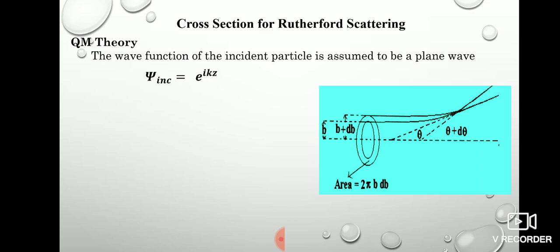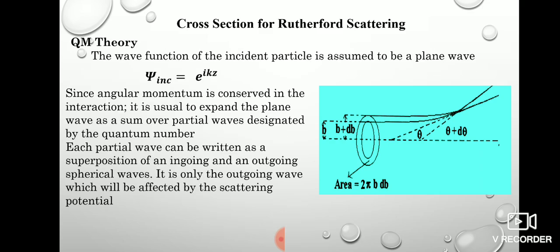In quantum mechanical concepts, the incoming projectile can be considered as a plane wave which is traveling along the positive z direction, so that I can consider the wave function for the incident wave to be equal to e raised to i k z. Right? This is an expression for a plane wave traveling along the positive z direction.